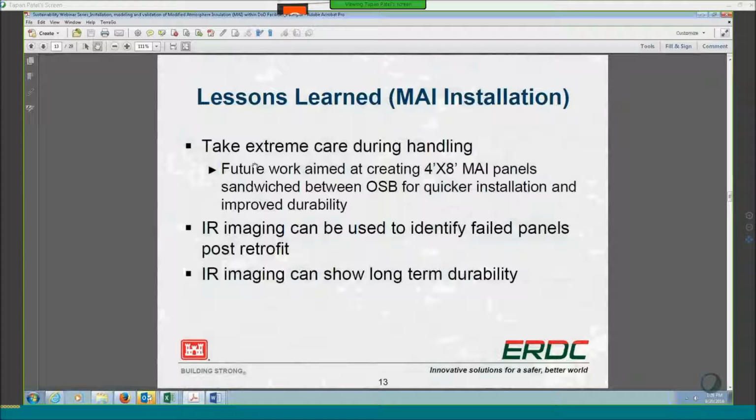And here are the other two items related to the IR imaging. We can use it pretty successfully to see what panels have failed, and we can also use it periodically to show the long-term durability.